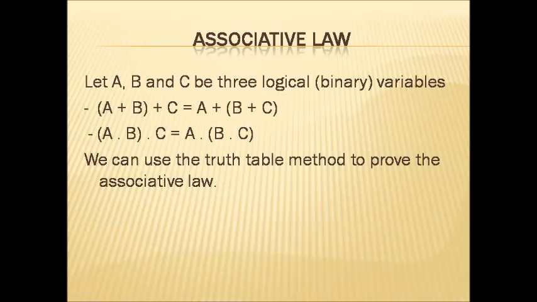So similarly for the AND operation, (A · B) · C is equal to A · (B · C). Okay. So for proving this, we can depend on the truth table method. So in the next page you can see the truth table method.